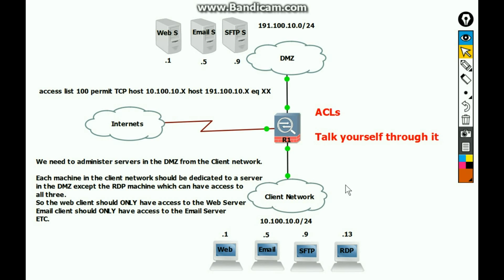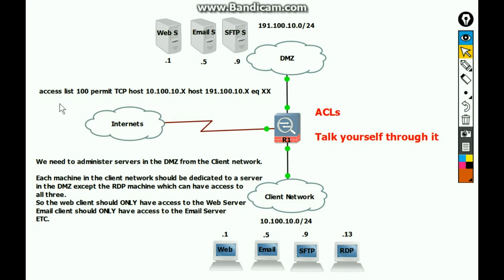All right, I see that. And each machine in the client network should be dedicated to a server in the DMZ except the RDP machine, which can have access to all three. So the web client should only have access to the web server, email client should only have access to the email server, etc. So if we didn't have any access control lists, then the web host will have access to the web server, the email server, and the secure FTP server, which, according to our scenario, cannot happen. So we need to limit that access. So we're going to have to implement some access control lists on this firewall right here.